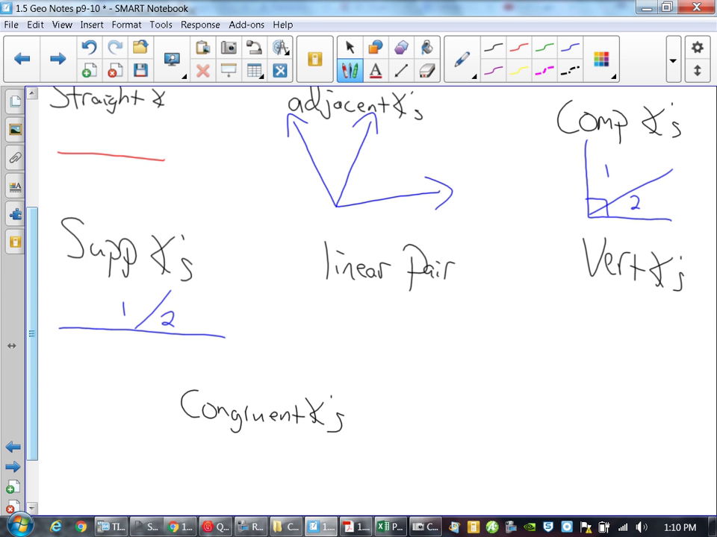The linear pair, though, has to be adjacent. That's why it makes a linear pair. Gee, that looks a whole lot like the supplementary one, doesn't it? Because aren't linear pairs supplementary? They are. They're just more specific because they are adjacent.